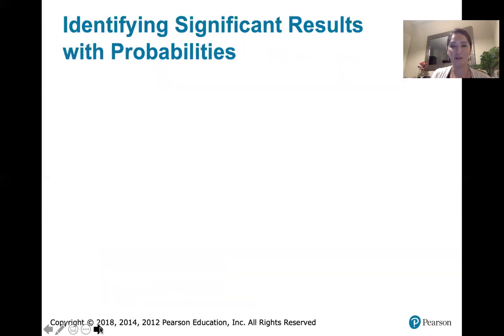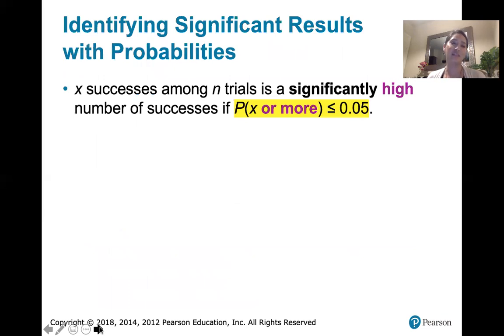And now we're ready to talk about significantly high numbers of successes and significantly low numbers of successes. So we're going to say that X successes among N trials is a significantly high number of successes if the probability of getting X successes or more successes is less than or equal to 0.05. Notice that when we're talking about a significantly high number of successes, we're looking at the probability of X or more. Significantly high goes with X or more.